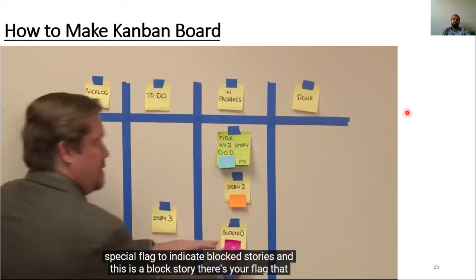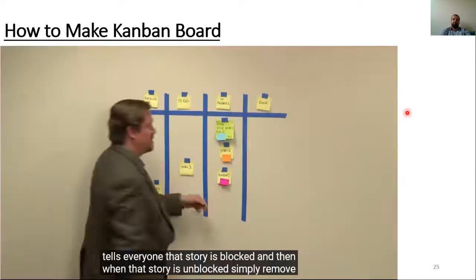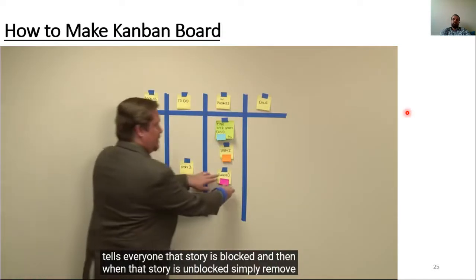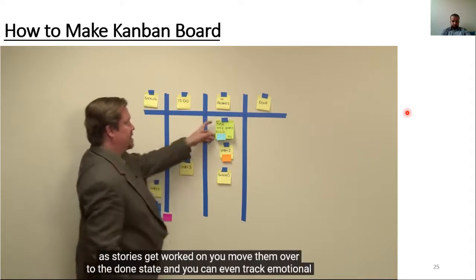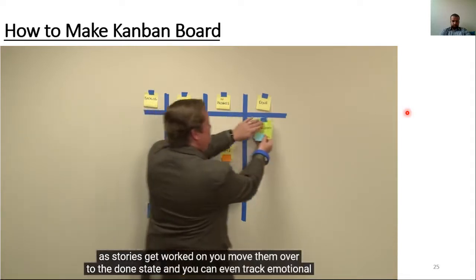This is a blocked story. And there's your flag that tells everyone that story is blocked. And then when the story is unblocked, you simply remove the flag. As stories get worked on, you move them over to the done state.